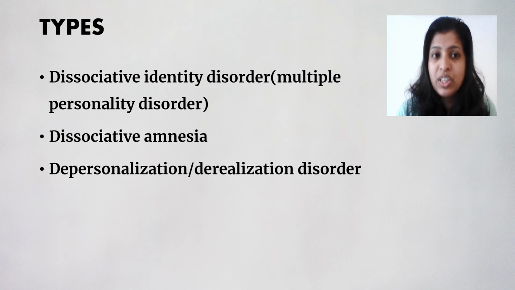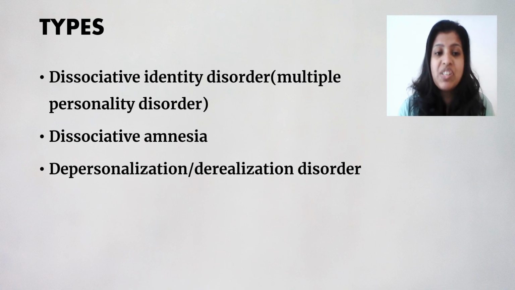While coming to the types, we can see three types of dissociation and conversion disorder. They are dissociative identity disorder, formerly known as multiple personality disorder. That was the first name of this disorder, and now it is known as dissociative identity disorder. The second type is dissociative amnesia, and the third one is depersonalization or derealization.